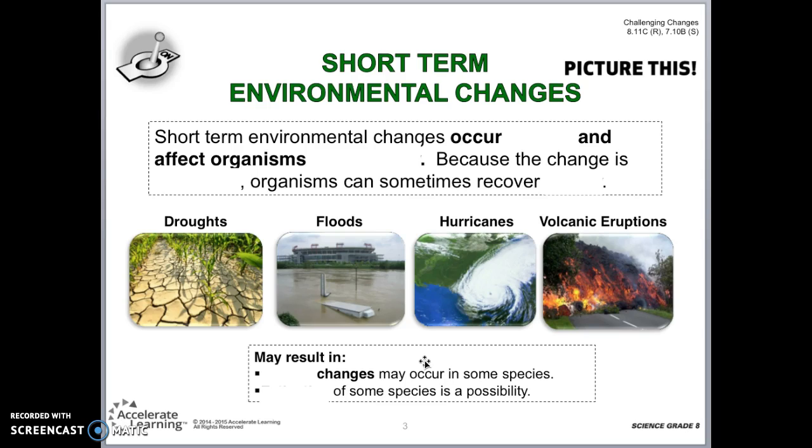We also need to go over short-term environmental changes. Short-term environmental changes occur quickly and affect organisms immediately. Because the change is short-term, organisms can sometimes recover quickly. These are things like droughts, floods, hurricanes, and volcanic eruptions. All of these things happen quickly. Sometimes we're able to recover fairly quickly, and other times it takes quite some time to recover. But these short-term changes happen quickly. Genetic changes may occur in some species, and extinction of some species is a possibility. If you have a natural disaster, it can come in and cause extinction of a species.